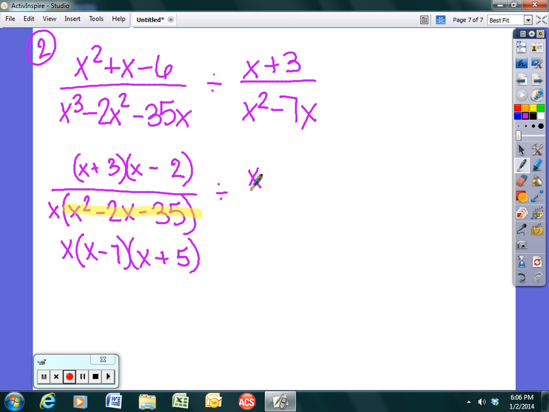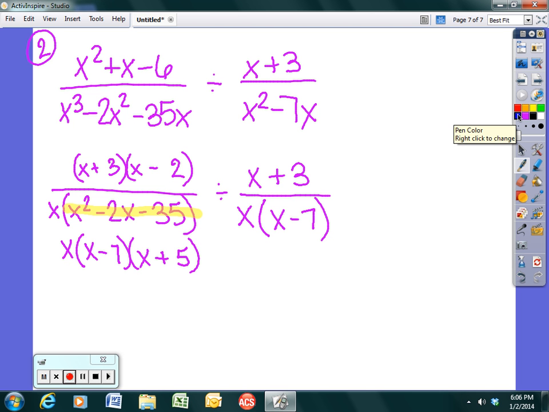On the top, x plus 3 is already as factored as it's going to get. We can't simplify that anymore. On the denominator, we have x squared minus 7x. Notice that each of these terms has an x in it, so we're going to factor that x out. When we factor x out, we're left with x minus 7. X minus 7 cannot be simplified anymore, so we're done with step 1 at this point.